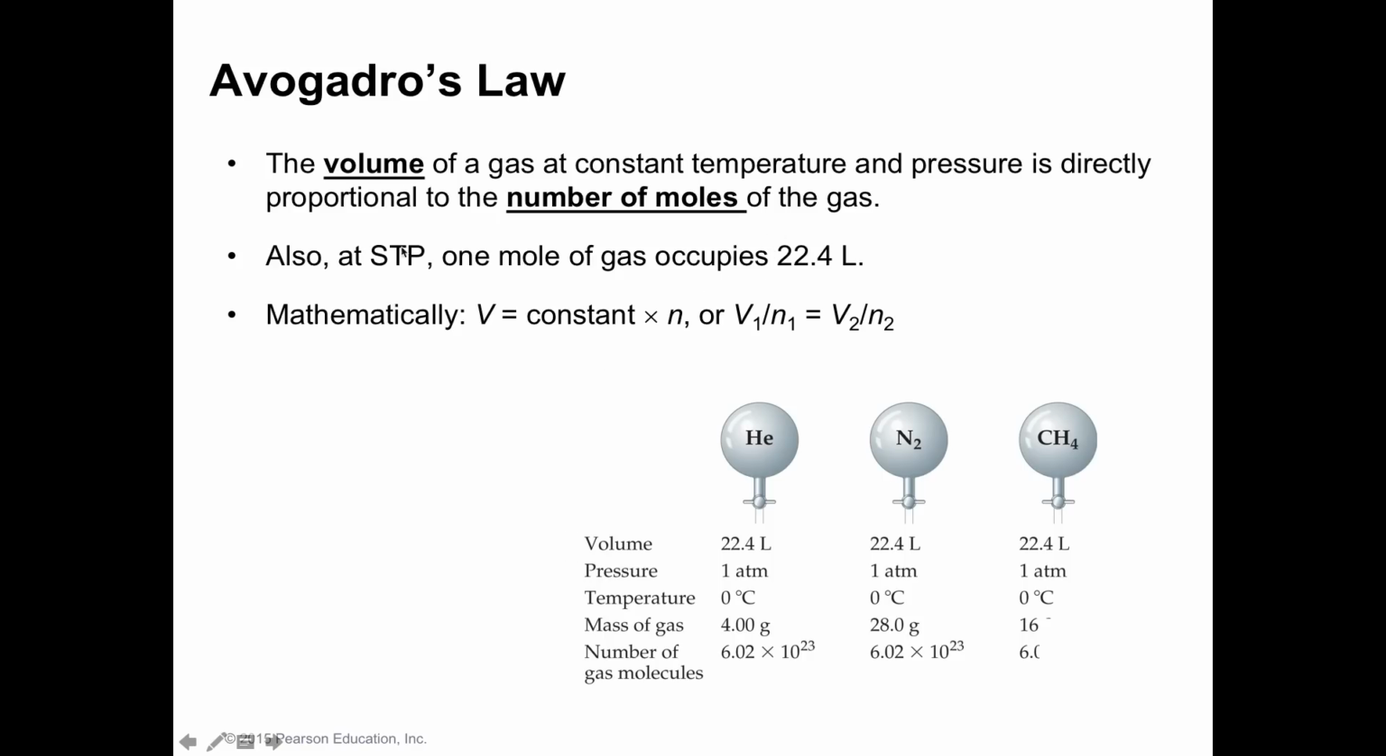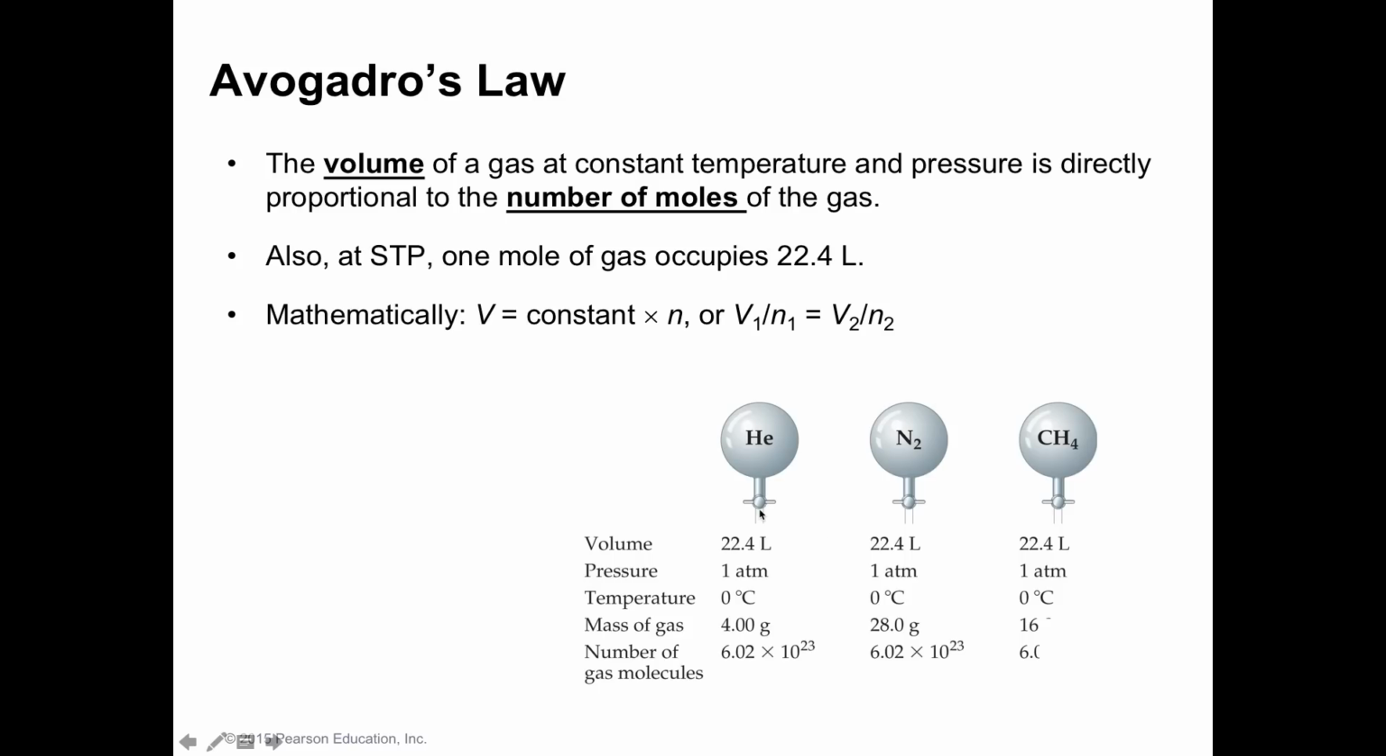If we express Avogadro's law mathematically, the volume equals a constant times n, where n equals the number of moles. Or we can rearrange it to say that the volume of a sample of gas under conditions 1 divided by the number of moles of that gas is equal to the new volume divided by the new number of moles.